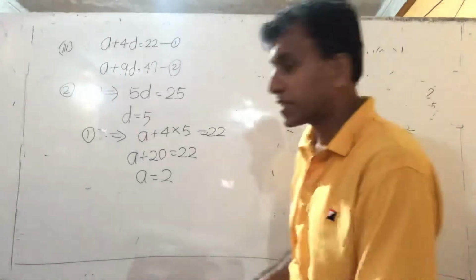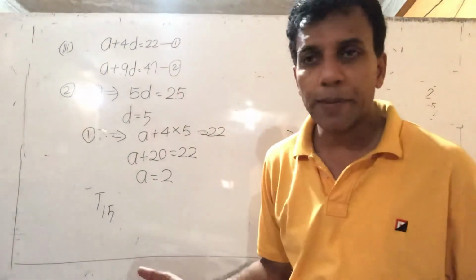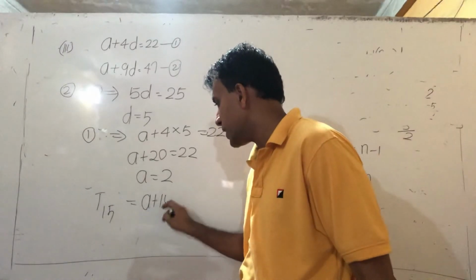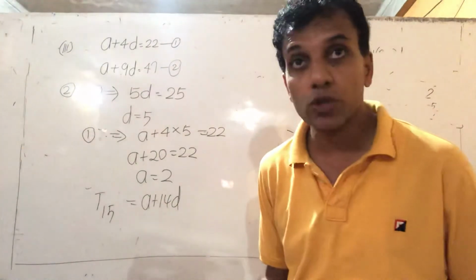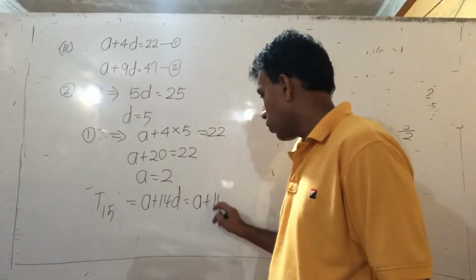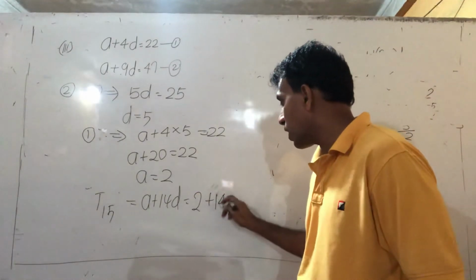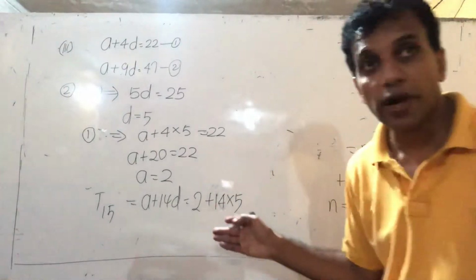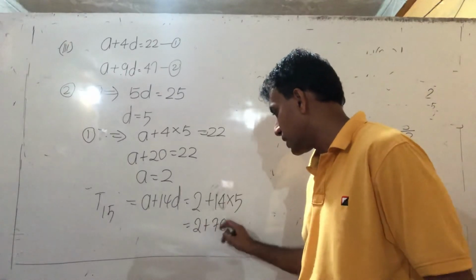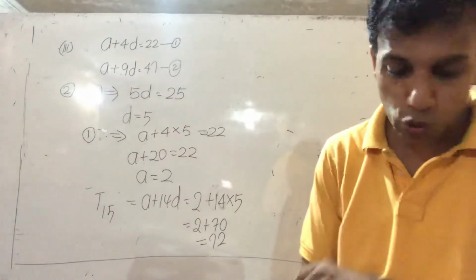So how do we find the 15th term? The formula is A plus 14D. You write A plus 14D, right? Write the values: A for 2, 14 times D for 5. Simplify these. What is that? 2 plus 70, 72. The 15th term is 72.